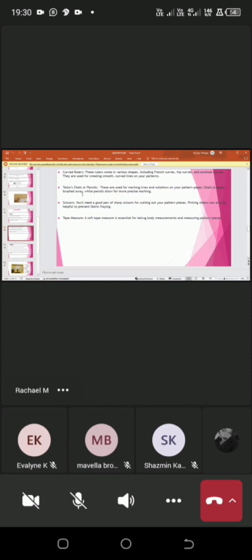We also have the tailor's chalk and pencils. The tailor's chalk is good because it can brush away after you have marked. Okay, but the pencils are required because you need precise marking. Here we also need the scissors. Okay, they should be sharp, for cutting out your pattern. You also have other types of scissors called pinking shears, which are very helpful in preventing your fabric from fraying. You also require a tape measure that is soft.